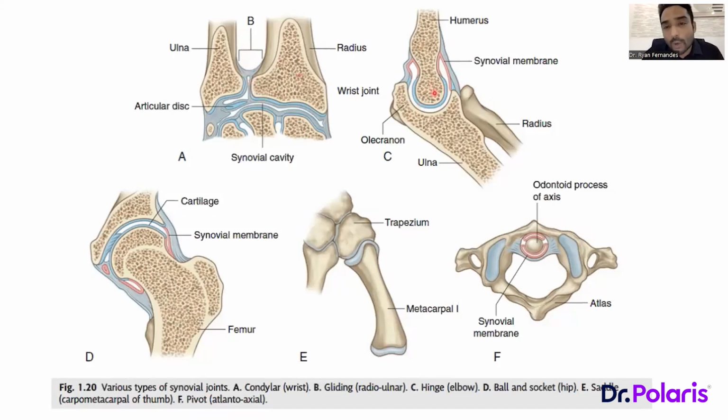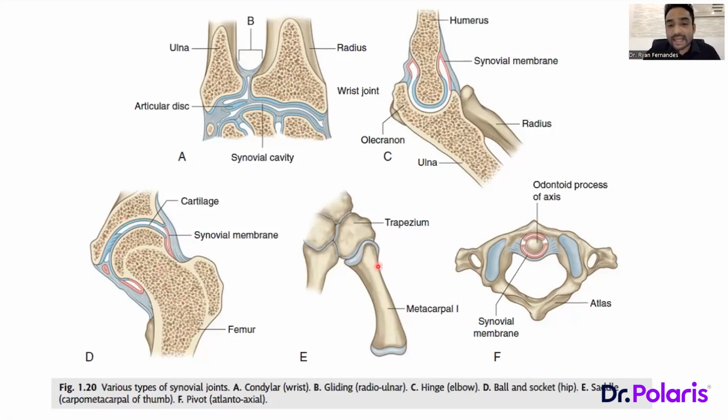Third one is the elbow, a hinge joint. Again, just remember the hinge of a door, easy to remember. D is the hip bone. So this is a ball and this is the socket. The ball goes into the socket, so ball and socket joint.